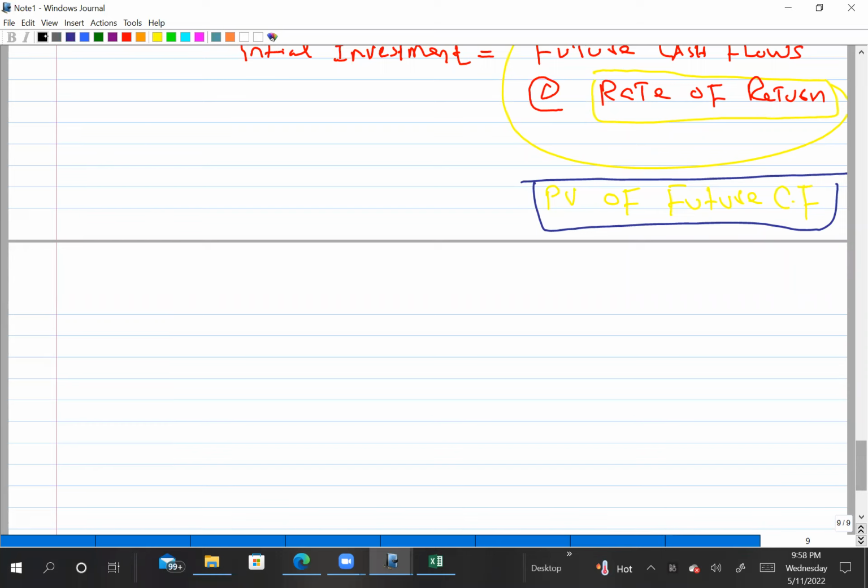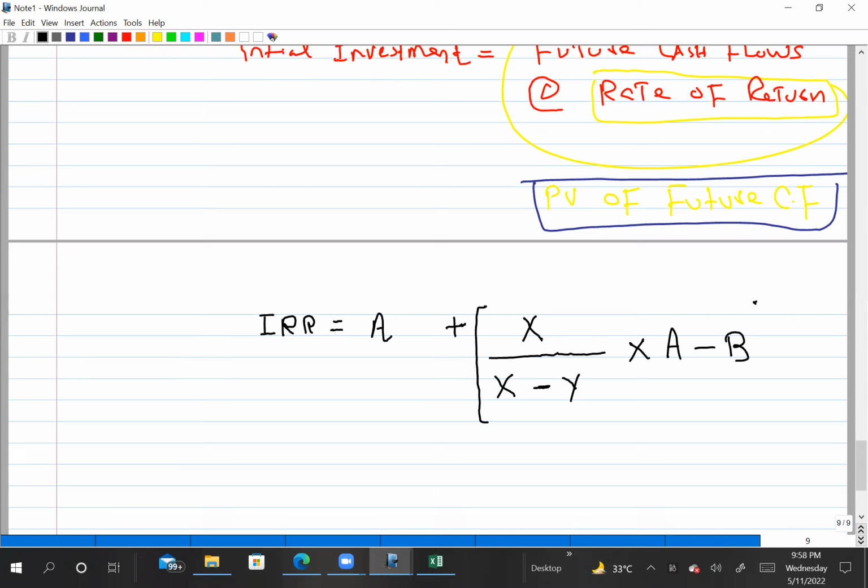If we talk about the formula of internal rate of return, internal rate of return is equal to A plus X divided by X minus Y multiplied by B minus A. This is the formula.